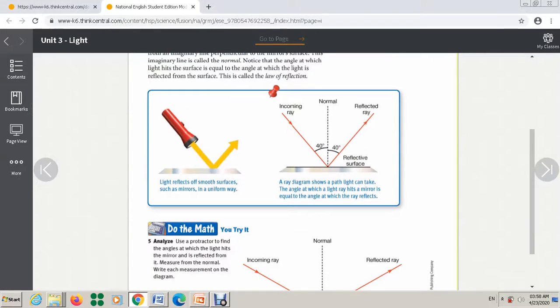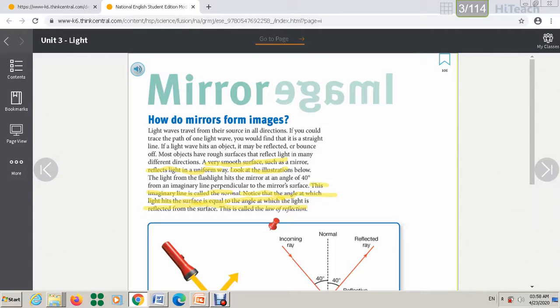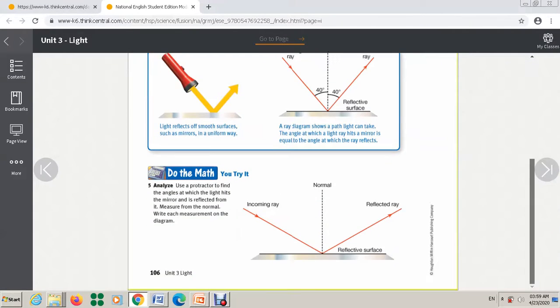On the figure here, it shows how the light is reflected on smooth surfaces. It will reflect in a uniform way. If you remember this one, it will be reflected how? In a uniform way. Also, we have said the law of reflection, the angle of incidence equals the angle of reflection. How to determine the angle of reflection and the angle of incidence?